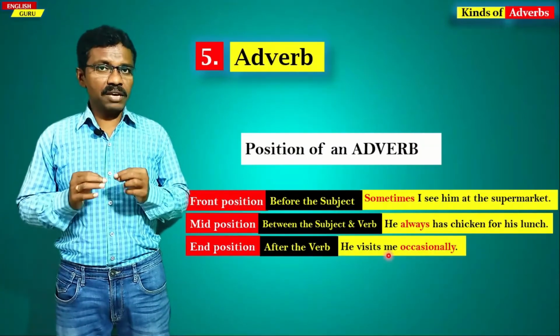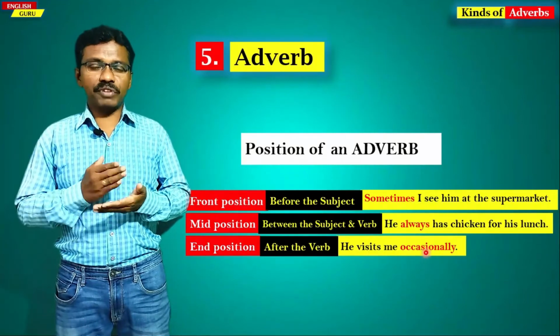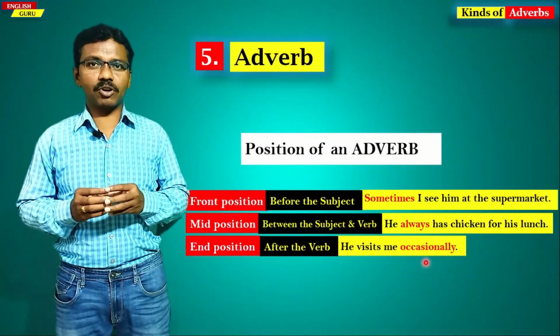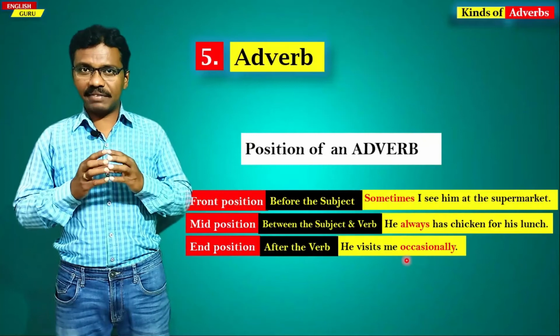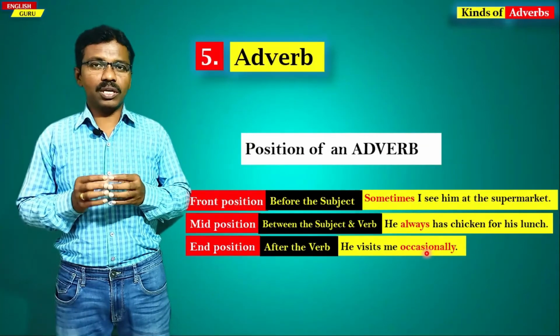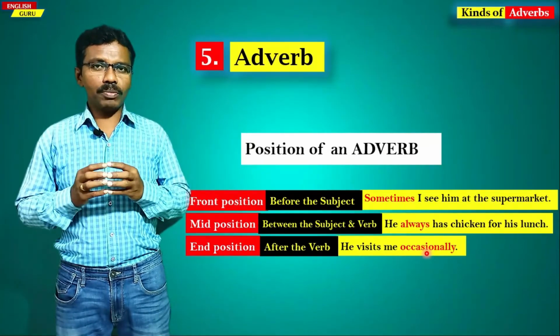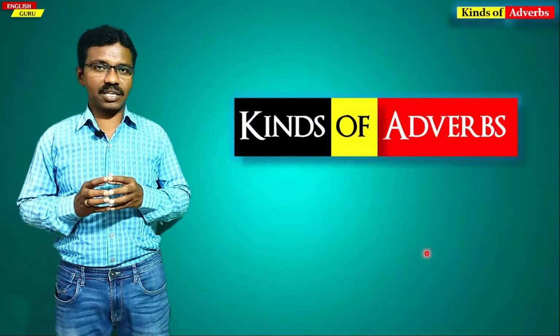For example, he visits me occasionally. So visits is a verb. After the verb we have got this particular word, the adverb occasionally. So in these three places we normally see adverbs in a sentence in the English language.